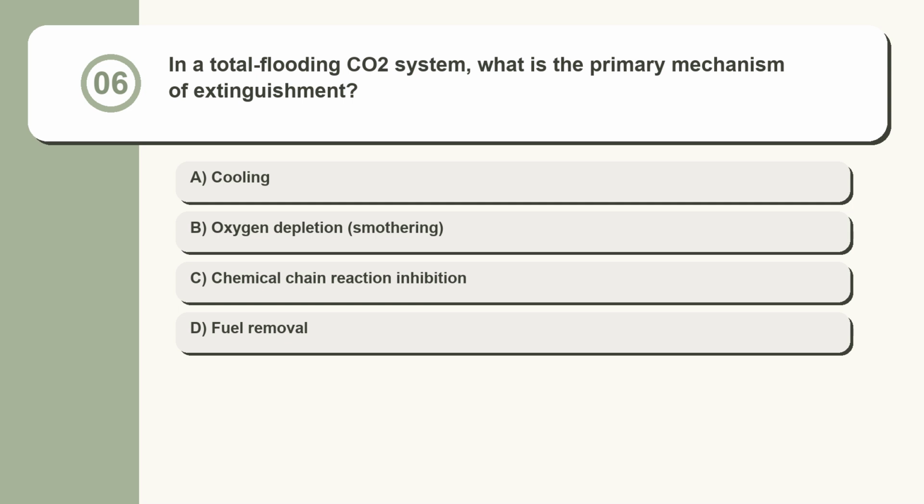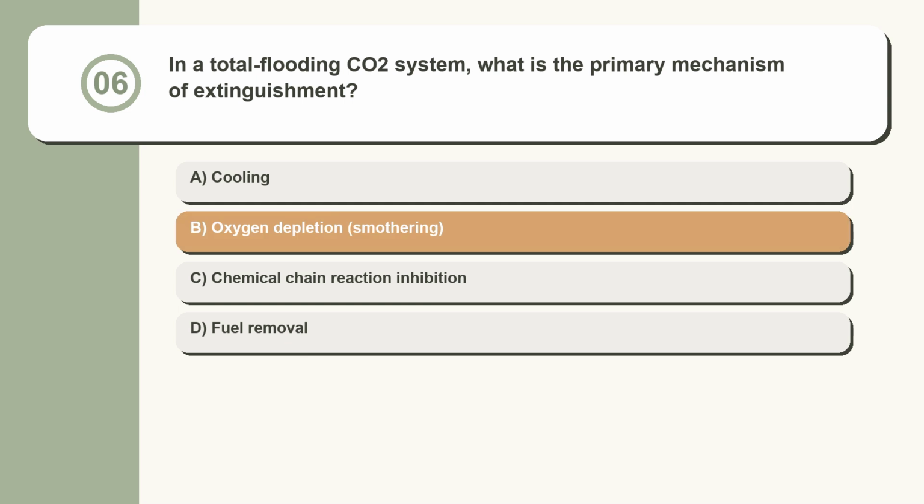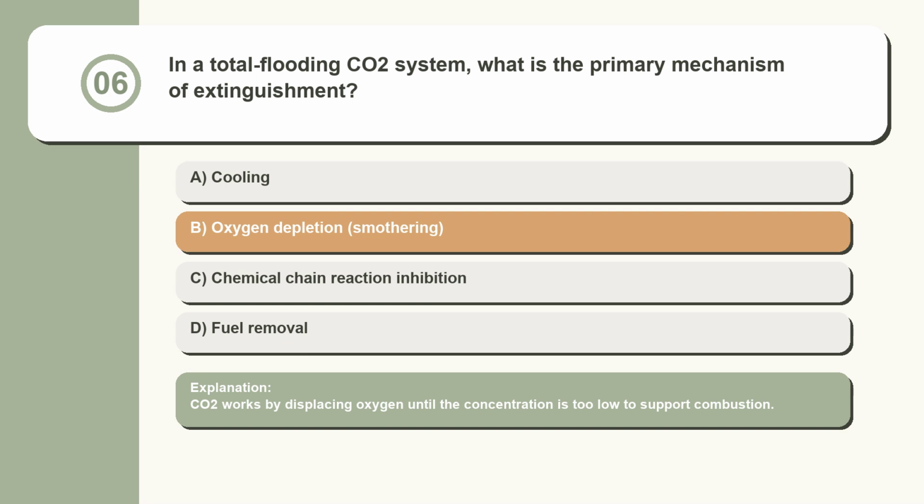Question 6. In a total flooding CO2 system, what is the primary mechanism of extinguishment? Cooling, oxygen depletion, smothering, chemical chain reaction inhibition, fuel removal. CO2 works by displacing oxygen until the concentration is too low to support combustion.